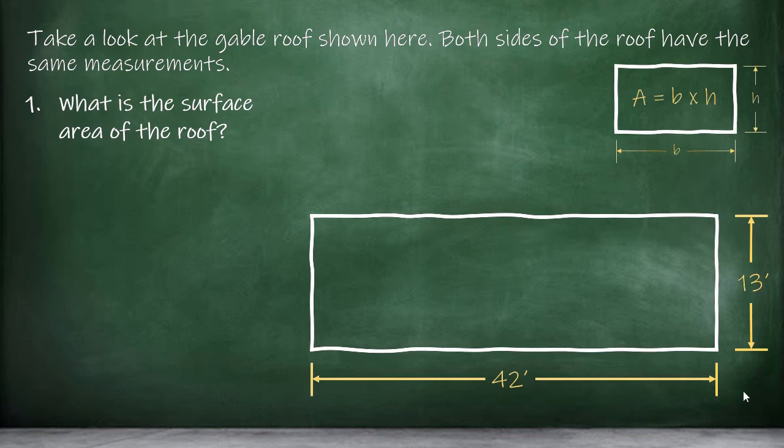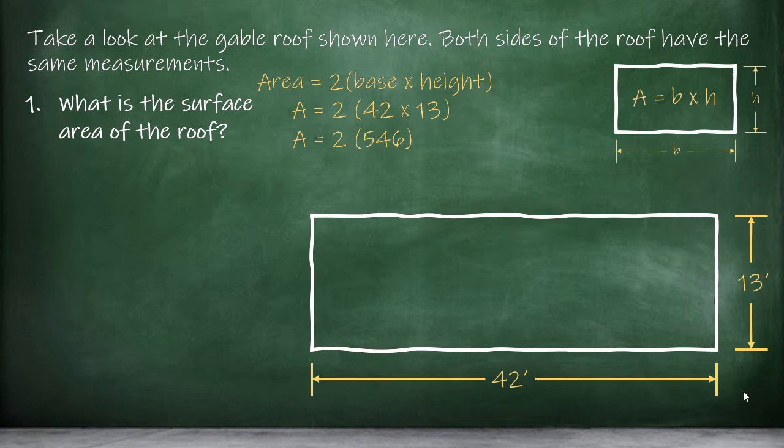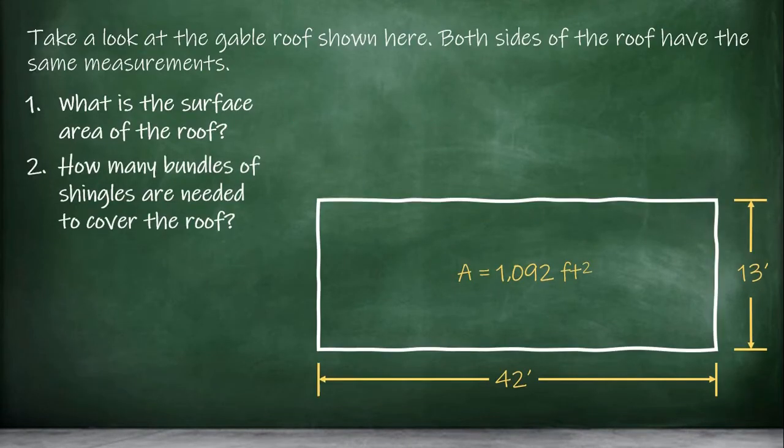The surface area formula for a rectangle is base times height, and we have to remember to multiply our area by 2 because there are 2 sides to this roof. 42 feet times 13 feet equals 546 square feet. 546 square feet times 2 sides of the roof equals 1,092 square feet for the total area of our roof. How many bundles of shingles are needed to cover the roof?